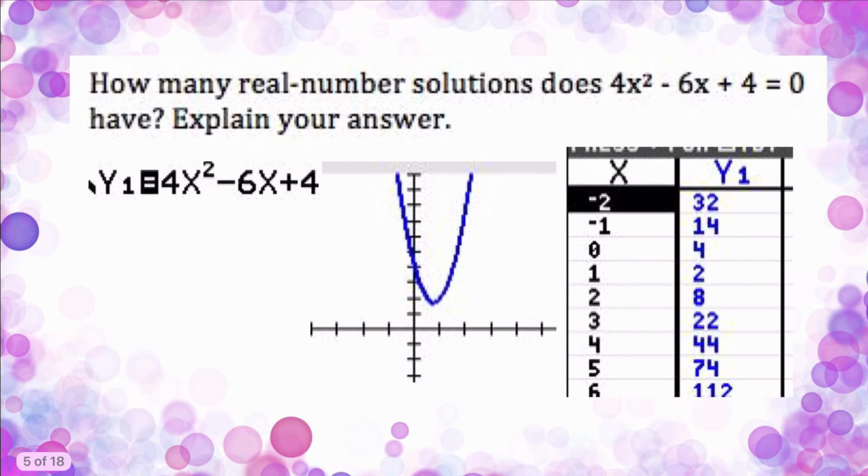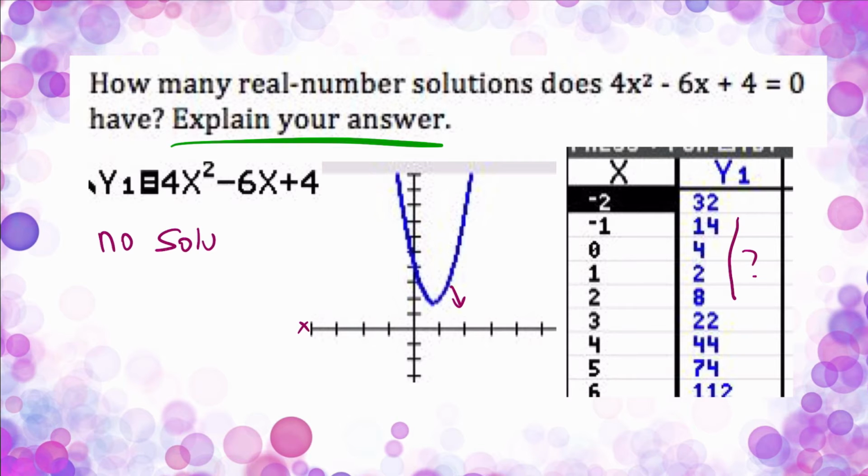Okay, so I'll have you try one on your own. How many real number solutions does 4x squared minus 6x plus 4 equals 0 have? And don't forget to explain your answer. So this is the exact same thing as the last one. Our graph doesn't touch the x-axis, and at no point do I see a 0 in the table here. So I will say no solutions.